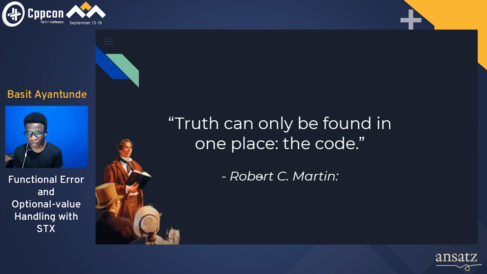I would like to quote Robert C. Martin, who said, truth can only be found in one place, the code. So I would advise you to prefer strong value types that define at a high level the operations you can perform on them, and possibly have well-defined lifetimes. Specifically, the truth is in what your code does, not what you intend for it to do.